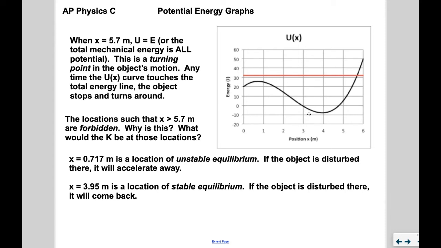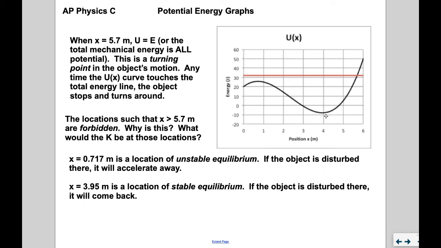Okay, a couple other things here. If we look at the points where the graph changes direction, we've got one here at 0.717 meters. This is what's called a location of unstable equilibrium. Once again, if we put a ball there, right at 0.717 meters, it would sit there without moving in either direction. But if the object is disturbed from that location, it will then accelerate away. It could accelerate to the left, could accelerate to the right, but it's going to move away from that equilibrium position.